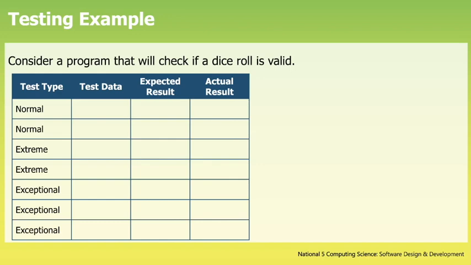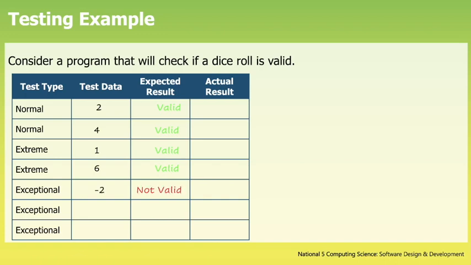So if we take an example here, consider a program that will check if a dice roll is valid. So we're working on the assumption here that a dice can have a number between 1 and 6. An example of normal test data would be 2, and we'd expect that to be a valid number for a dice. 4 would be a valid number. Extreme is at the end of what is acceptable. So the lowest number I can throw is a 1, and the highest number I can throw is a 6. Exceptional is data that we don't think our program is going to work with.